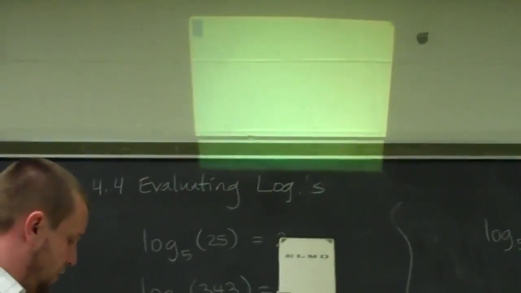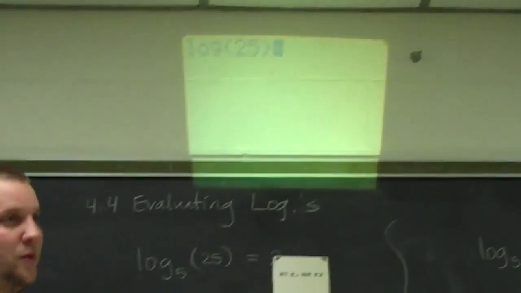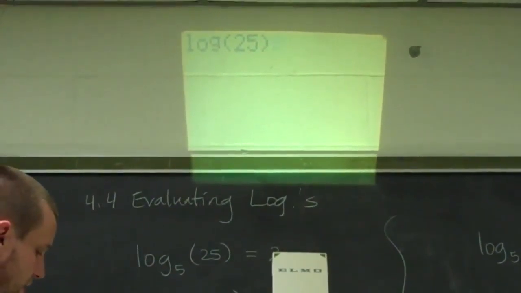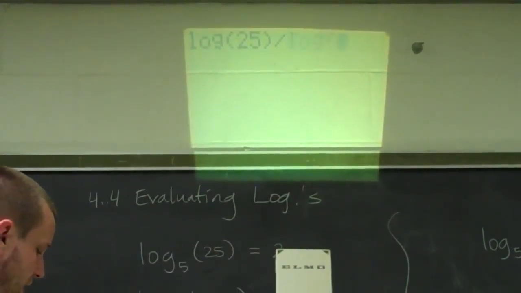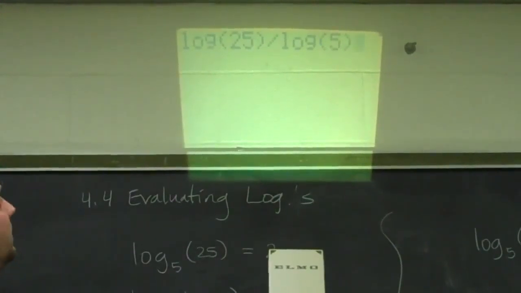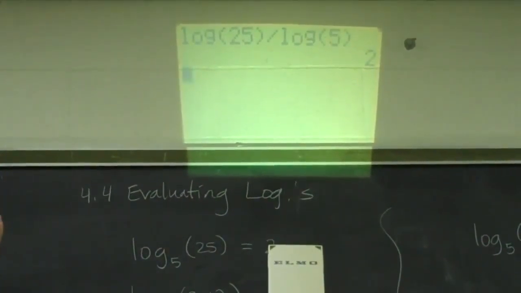Alright, so if I do the common log of 25 on top, close parentheses, divided by the common log of 5 on bottom, close parentheses, there it is.